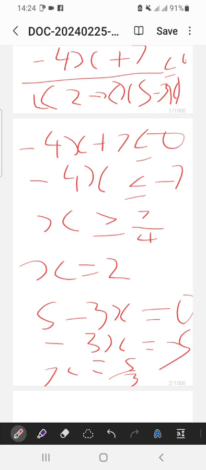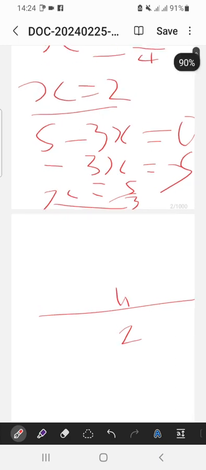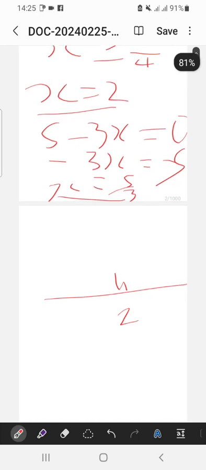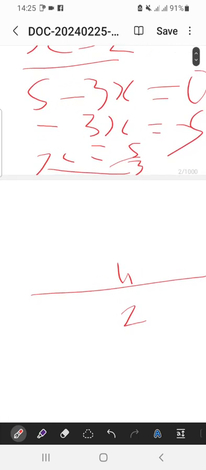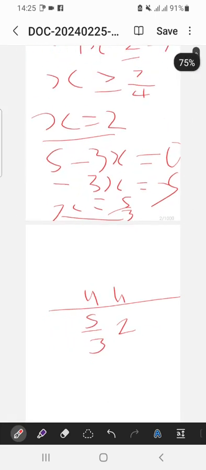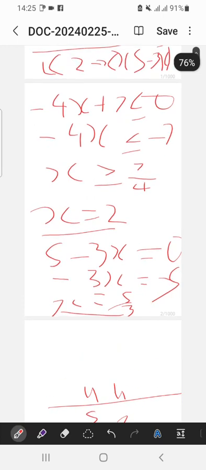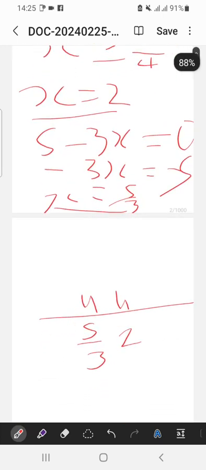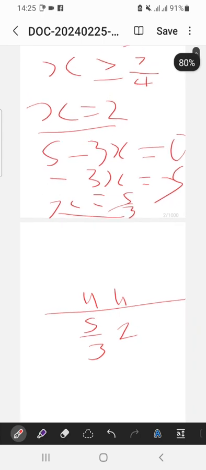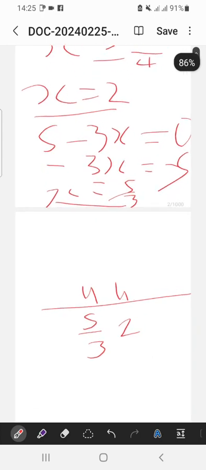Okay, so x cannot be 2, x cannot be 5 over 3. That's a restriction, and x must be greater than 7 over 4. So represented as a number line, you represent first 2, then you put your undefined, U. Then 5 over 3, that's over here. It's also undefined. Then x is greater than 7 over 4, somewhere over here.